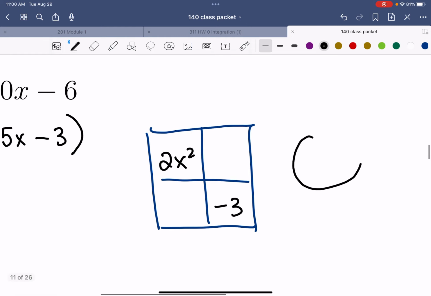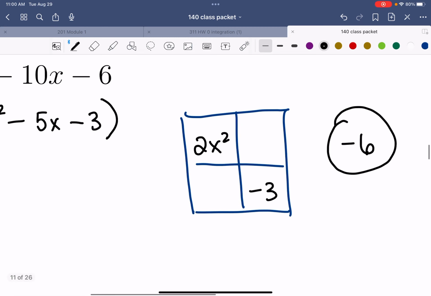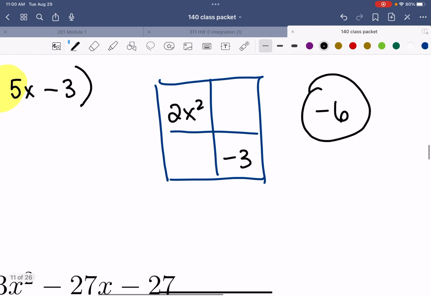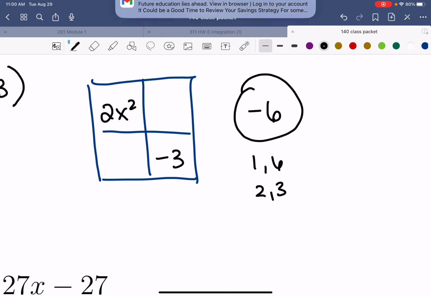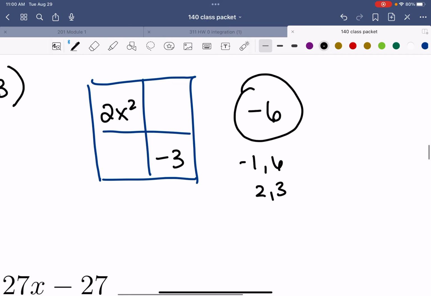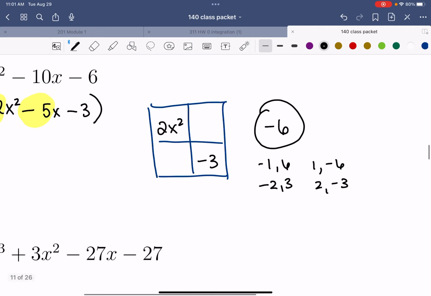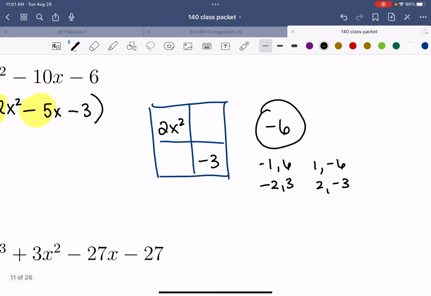Then in my circle go those 2 numbers multiplied together, so negative 6. That means that I need 2 numbers that multiply to negative 6 that add to negative 5, that middle term. So let's see. I've got 1 and 6 and 2 and 3. But I need this to be negative 6, so I need one of them to be negative. So I need either negative 1 and positive 6, or positive 1 and negative 6, negative 2 and positive 3, or positive 2 and negative 3. Those are my 4 choices. If I add them all together, I need negative 5. So let's see.